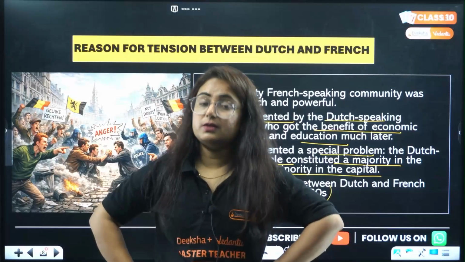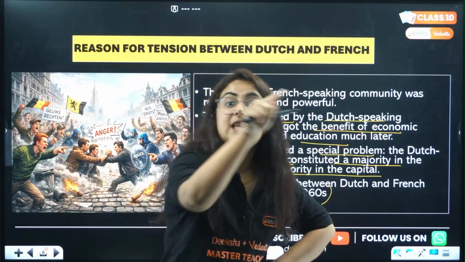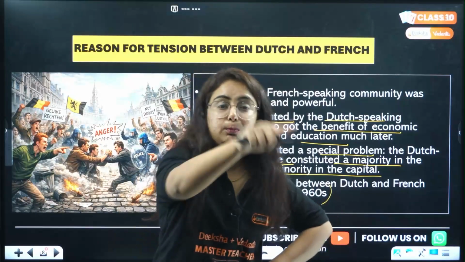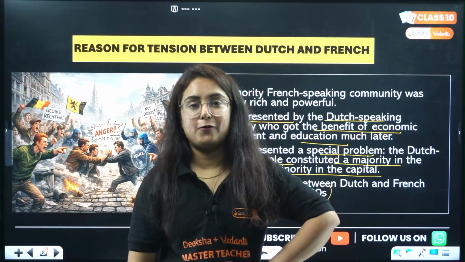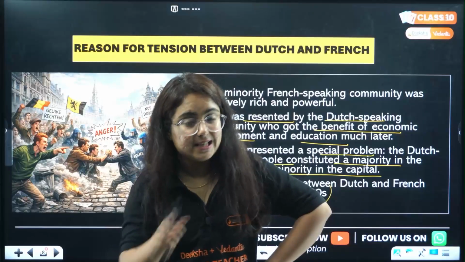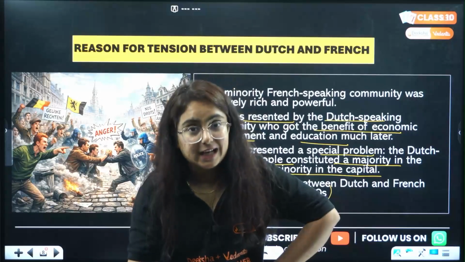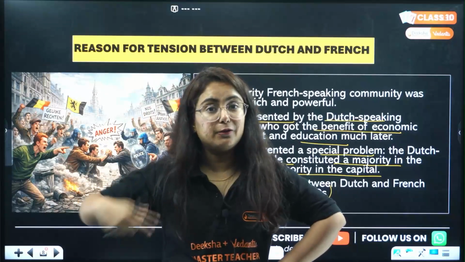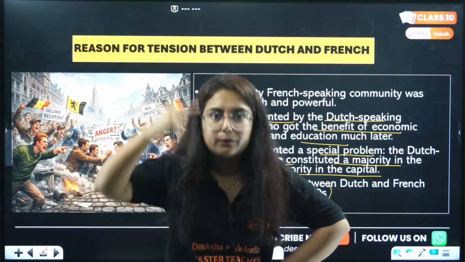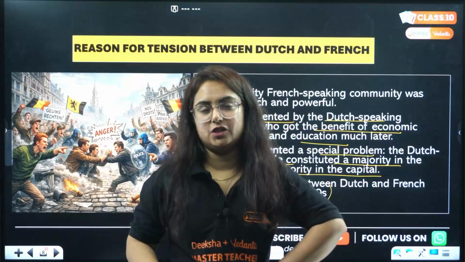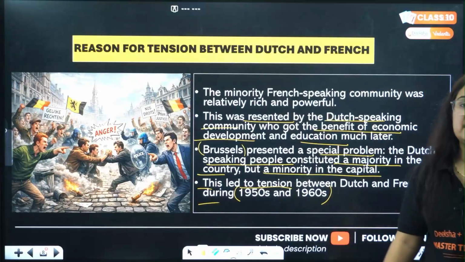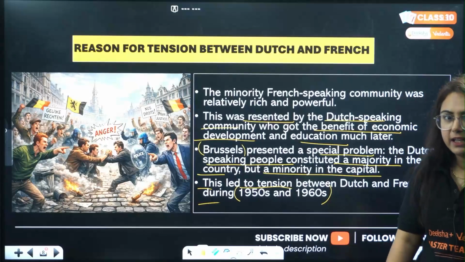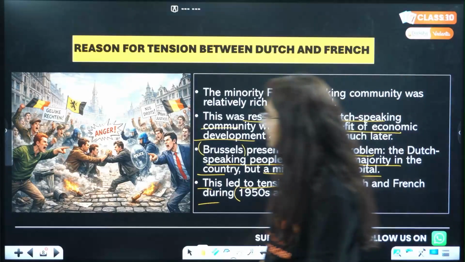Why are tensions rising in Belgium? Because the 80% of people in Brussels who are French are relatively rich and powerful. Who is resenting this? Dutch people. Why are they not happy? Because they are getting the benefits later. What will it cause? Civil tensions. When? 1950s to 1960s. Get it, bhai? Or is it everything golmaal?